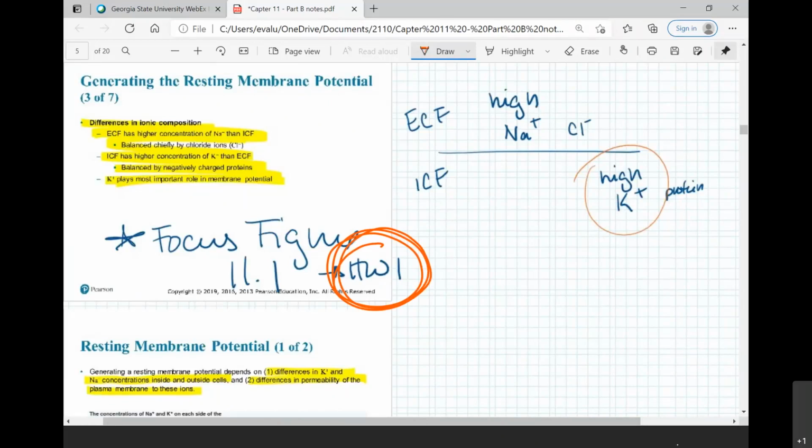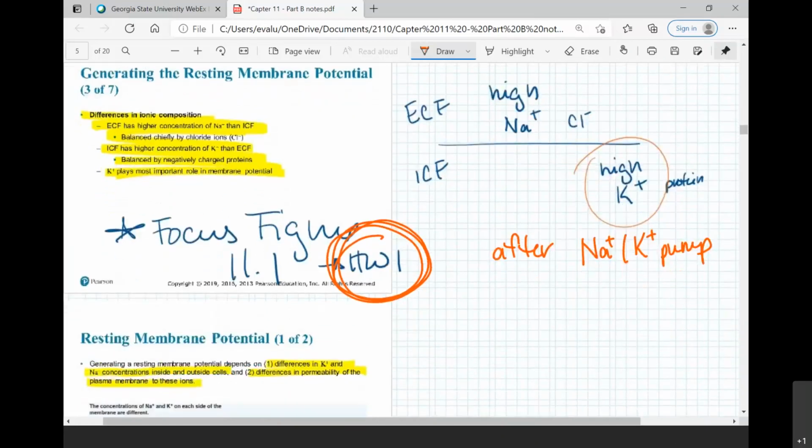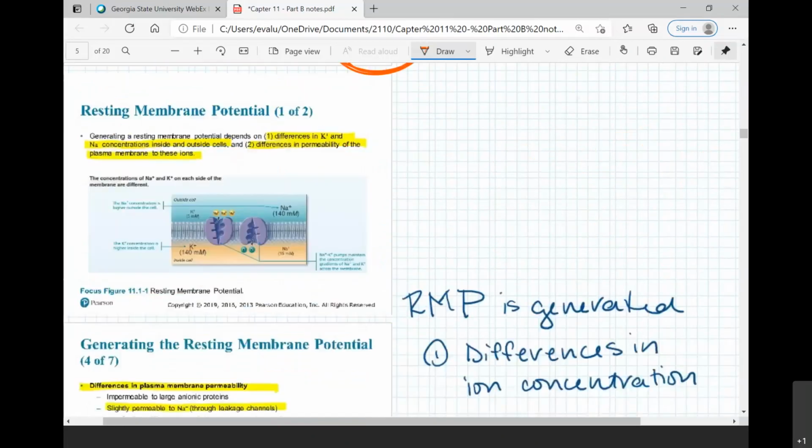This is going to be after our fancy dandy sodium potassium pump. This is our situation after we have our sodium potassium pump. This is where we land. And when we land here, potassium is the most important role in establishing our membrane potential. Look at focus figure 11.1 in your book or go back and review homework 1. So when we're doing this and we are looking at potassium and sodium concentrations inside and outside of the cell, and then how often things are able to move across.